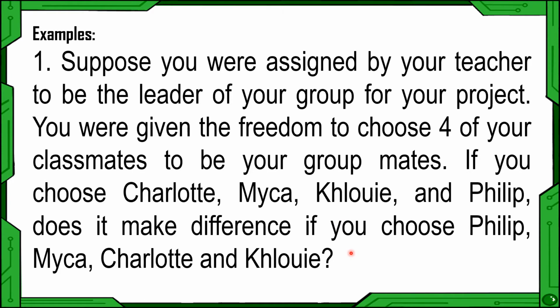Of course not, because the list refers to the same people. You see here Charlotte, Micah, Chloe, and Philip. So let's say this is group number 1. So you do not count Philip, Micah, Charlotte, and Chloe as group number 2. You only see a different arrangement of their names, but the list refers to the same group. So this only counts as group number 1.